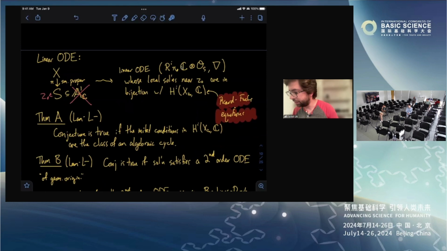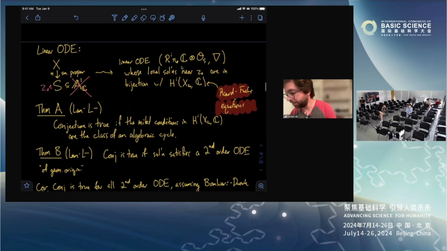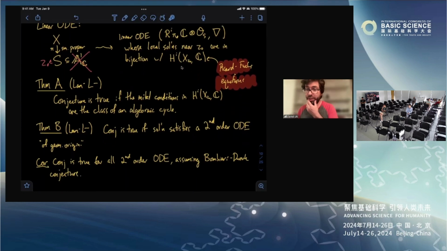So the second result is that the conjecture is true if your power series f of z satisfies a second order ODE of geometric origin. What that means is a second order ODE which shows up as a summand of one of these. And then maybe a corollary is that if you believe some standard conjectures, in particular the Bombieri-Dwork conjecture, it doesn't really matter what that is, then the conjecture is true for all second order ODE. Of course, this conjecture is very open, but I think it's commonly believed. So there's at least strong evidence that this conjecture is true up to order 2.